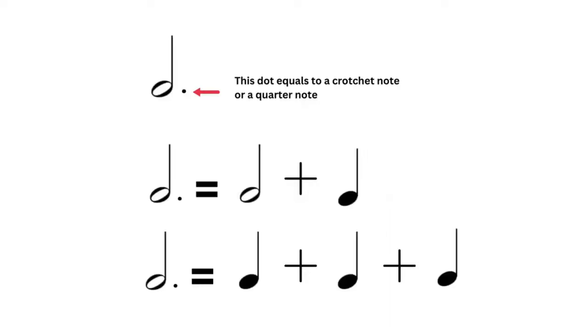Let's take a dotted minim note as an example. A dotted minim note is equal to 3 beats. Since a minim note is worth 2 beats, the dot adds another crotchet beat, which makes it equal to 3 beats.